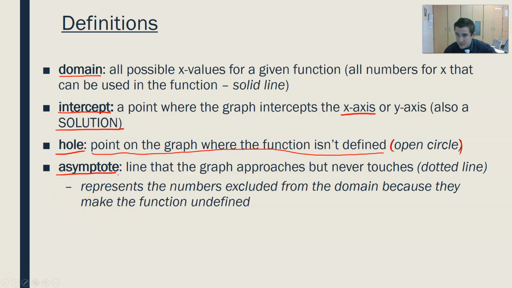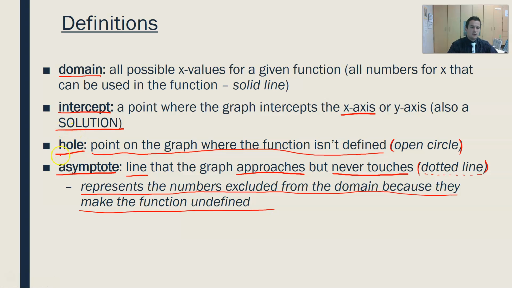An asymptote, this may or may not be a word that you've been exposed to before, but an asymptote is a line that the graph approaches or gets really close to, but never touches. On the graph, it's denoted with a dotted line, and I'll show you what that looks like in just a minute. An asymptote represents the numbers excluded from the domain because they make the function undefined. Similar to a hole, which is just a point on the graph where the function isn't defined. Lots of math terminology there. I'll show you in real time what these look like in an actual graph.